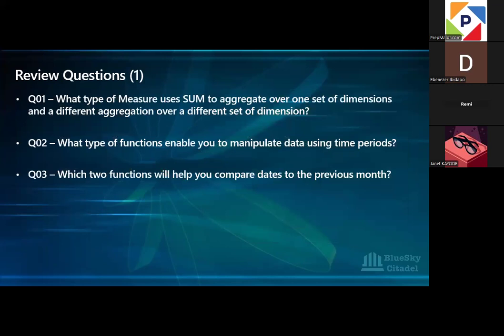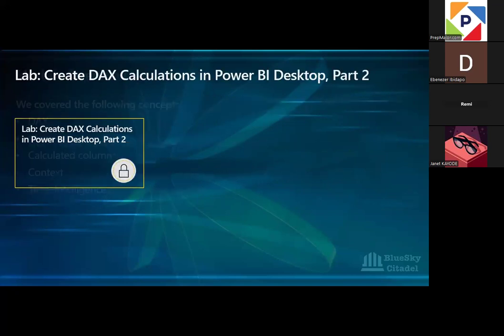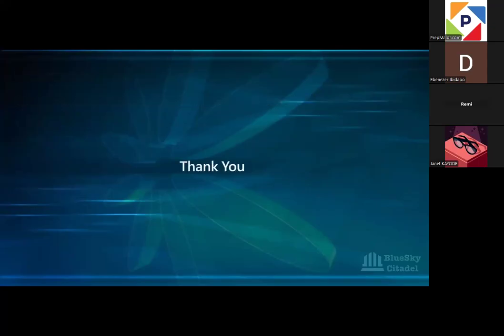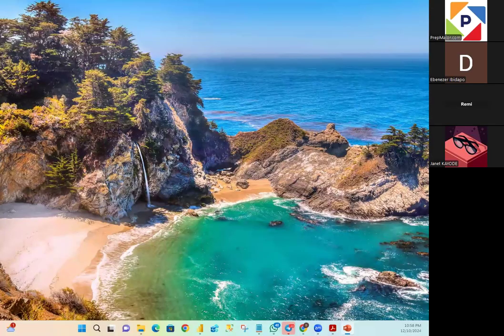introduction to DAX. So, what type of measure uses sum to aggregate over one set of dimensions and a different aggregation over a different set of dimensions? I don't want to waste time. It's semi-additive. Then what type of function enables you to manipulate data using time periods, time intelligence? And which two functions will help you to compare dates to the previous month, CALCULATE and PREVIOUSMONTH? I just want to introduce it to you while I move on. Start your Power BI. Start it.